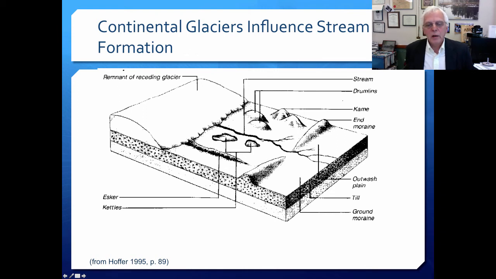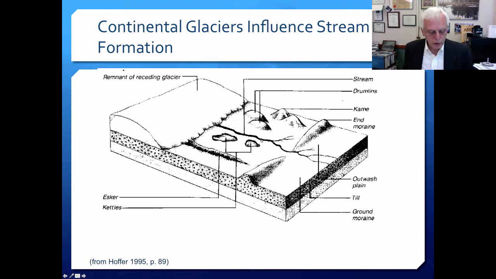Now, there's kind of an error, in my view, on this graphic, in that they have the stream branching backwards. That can happen in some areas where you form essentially a delta, and the water sinks down into porous sediments. It occurs in some places in Texas and elsewhere, but likely it's simply a drawing error in this particular book. But continental glaciers can influence stream formation.